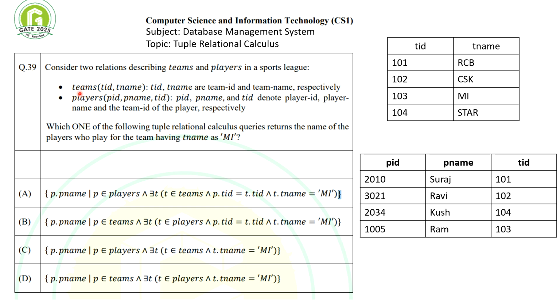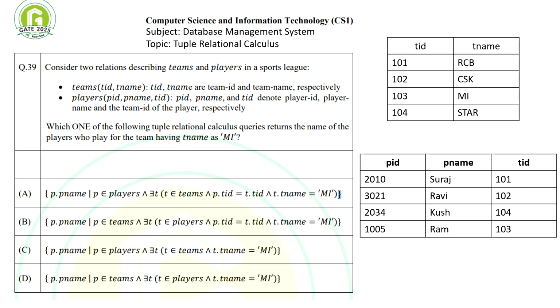We have been given two relations, teams and players. Teams has two attributes, team ID and team name. Players have three attributes, player ID, player name and team ID. So we need to find out the correct query from these which returns the name of the players who play for the team having team name as MI.